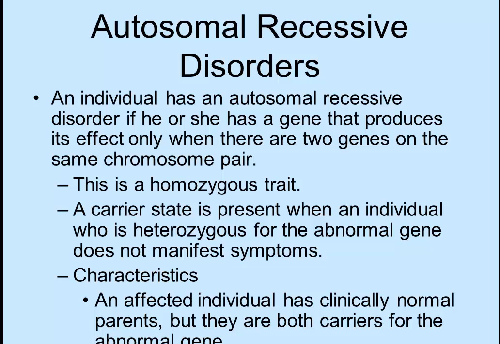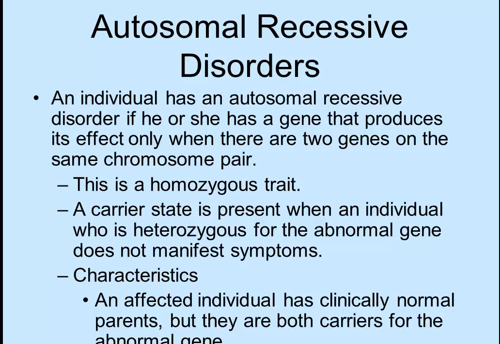Transmission of the trait from parent to child. The unaffected parents are carriers of the abnormal autosomal recessive trait. Children of carriers have a 25% chance of receiving both copies of the defective gene and having the disorder. Children of carriers have a 50% chance of receiving one copy and being a carrier themselves like their parent. And children of carriers have a 25% chance of receiving both copies of the normal gene, so they are neither carriers nor affected. So these children have a 50% chance of being carriers, but only a 25% chance of having the illness themselves.